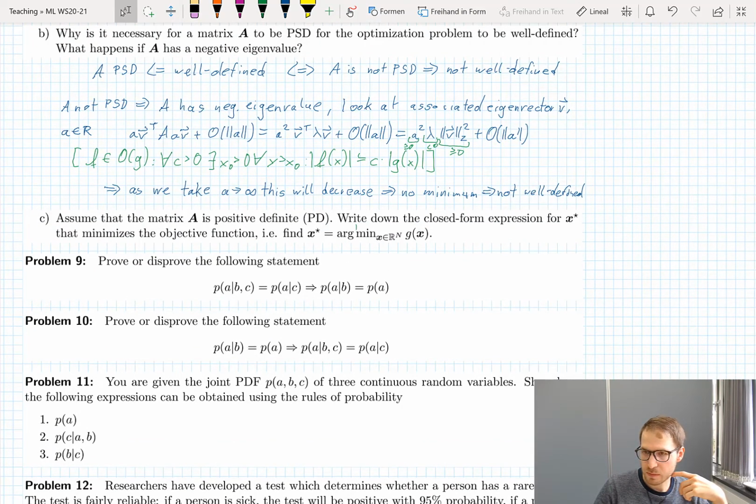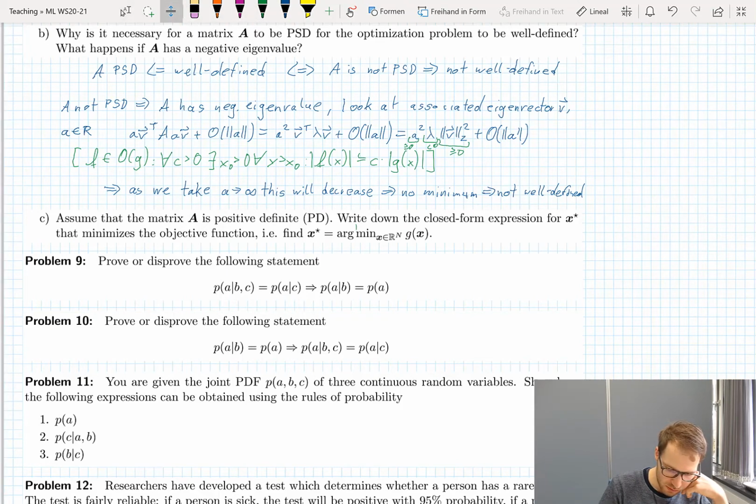Next point. Assume that the matrix A is positive definite. Write down the closed form expression for x star that minimizes the objective function, i.e. find x star equals argmin of g of x. This is a very important question.